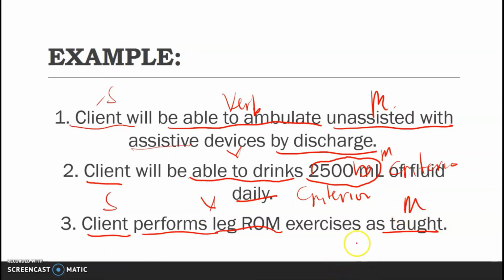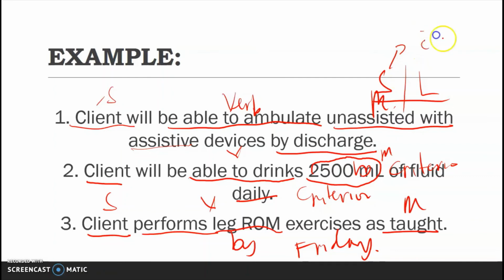As you can see, the criterion is missing, so we can add a criterion to this: by Friday. So that is an example of the 4 components of a correct desired nursing outcome. Depending on whether it is short term or long term, it depends on your institution. But if you follow the American Nurses Association guidelines, short term is within 8 hours, while long term is more than 8 hours to 24 hours.